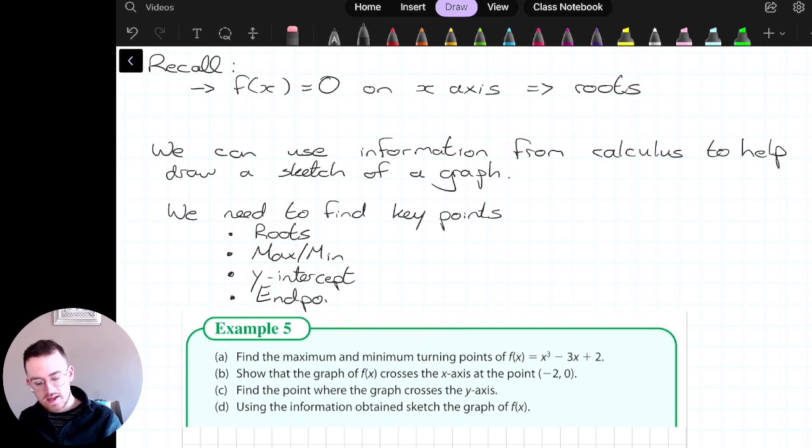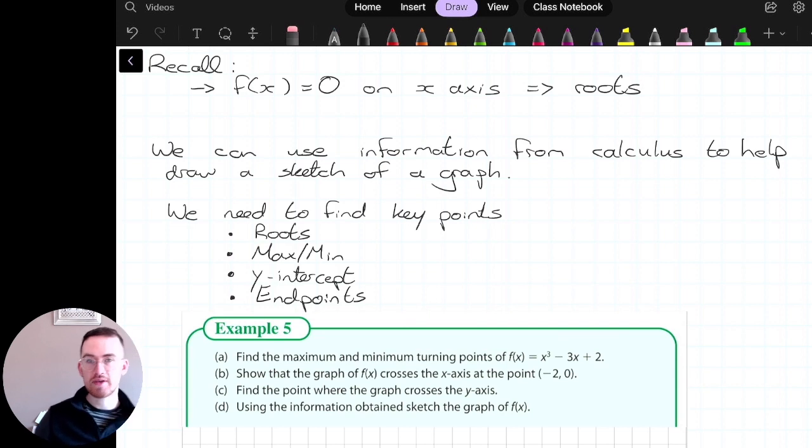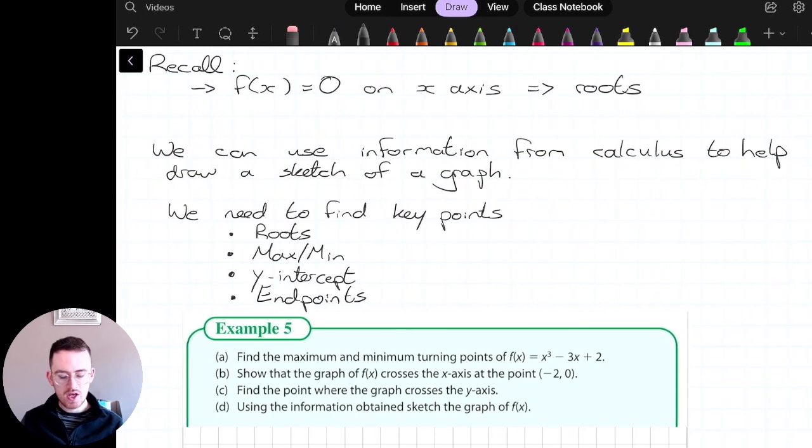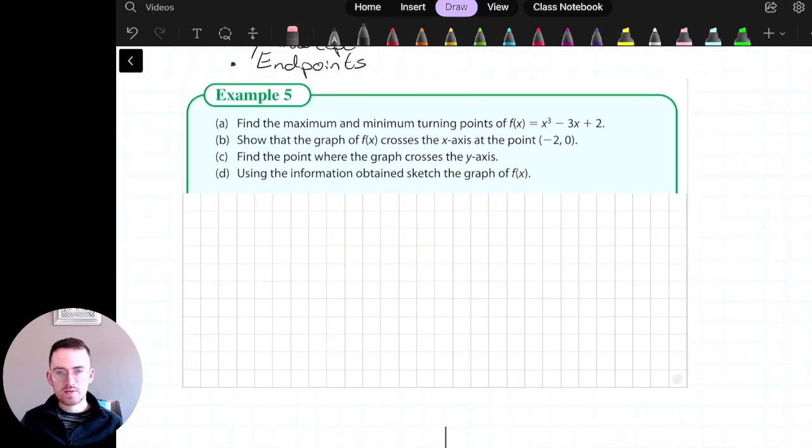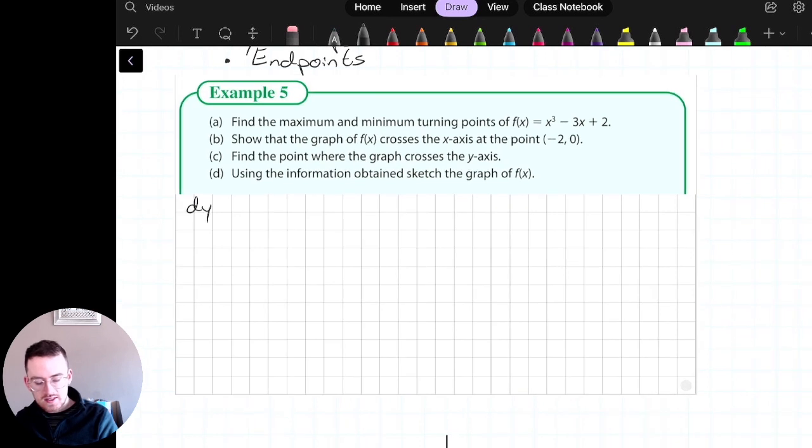So often we'll be asked to maybe sketch the graph within a certain range, so we might want to find the endpoints. And I will say we won't always find all of these key points, but obviously the more of them that we do find, the more accurate our sketch is going to be. But we'll look at this question here and we'll see how it leads us through to find the sketch of the graph. So first of all, we're asked to find the maximum and minimum turning points of f of x is equal to x cubed minus 3x plus 2. So first of all, let's find dy dx.